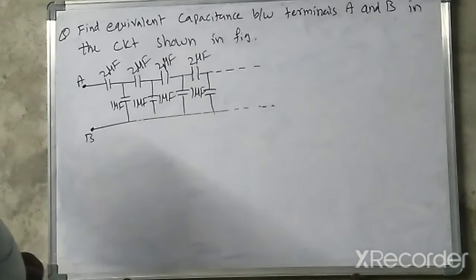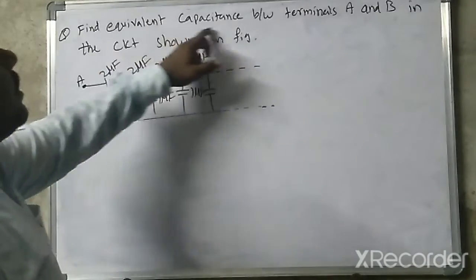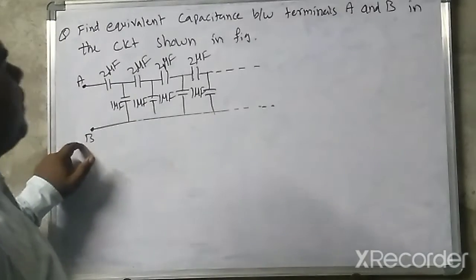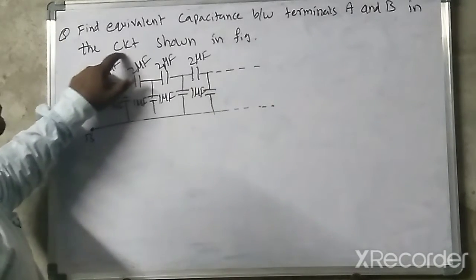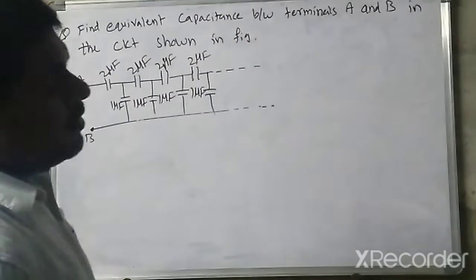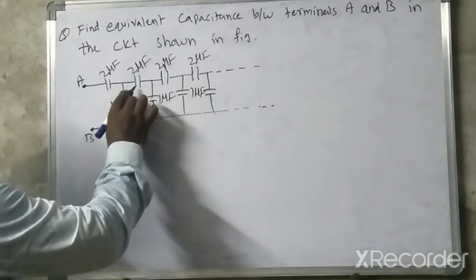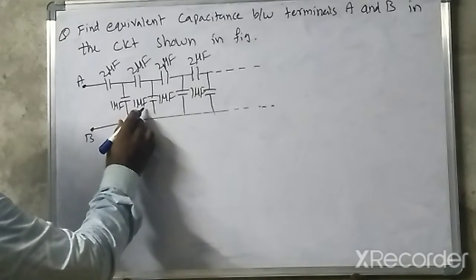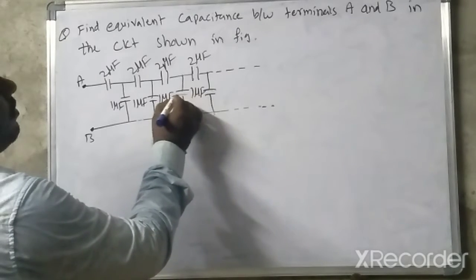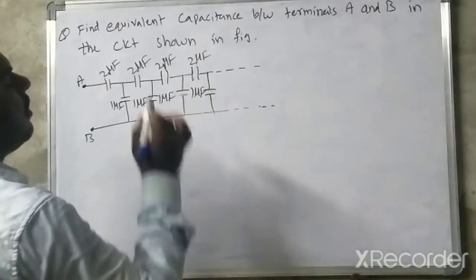Here is one more important model. Find the equivalent capacitance between terminals A and B in the circuit, shortcut form CKT, as shown in the figure. This one is 2 microfarad, this one is 2 microfarad, this one is 1 microfarad, this one is 1 micro, this capacitor also 1 micro. And this is the 2, this is the 2, this is the 1.